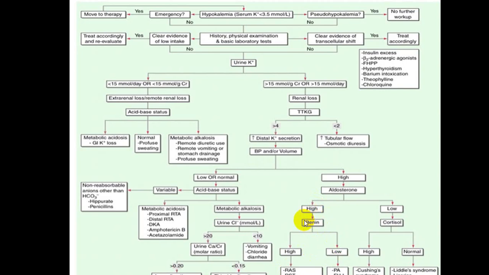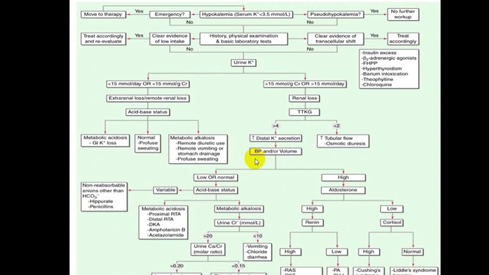If renin level is low, meaning low renin and high aldosterone, then it is primary hyperaldosteronism. If aldosterone is low and cortisol is high, then Cushing syndrome. If cortisol is normal and aldosterone is low, look for Liddle's syndrome, licorice, etc.